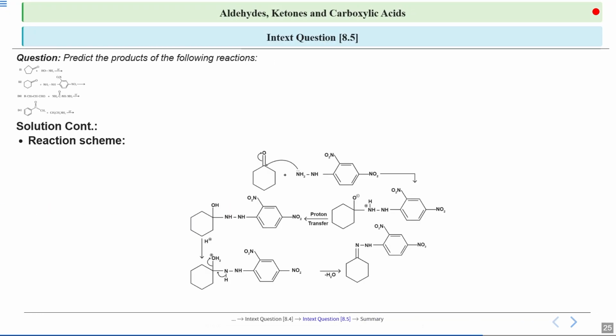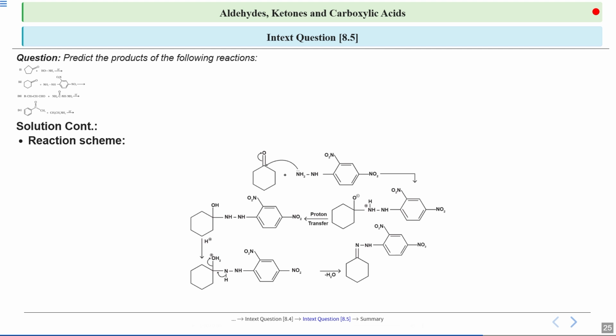Looking at the mechanism scheme, in the first step the lone pair of this nitrogen attacks the carbonyl carbon of cyclohexanone. Then proton rearrangement occurs, resulting in the elimination of a water molecule. When this nitrogen with its lone pair attacks cyclohexanone, you get this intermediate, in which nitrogen has a positive charge and oxygen has a negative charge.